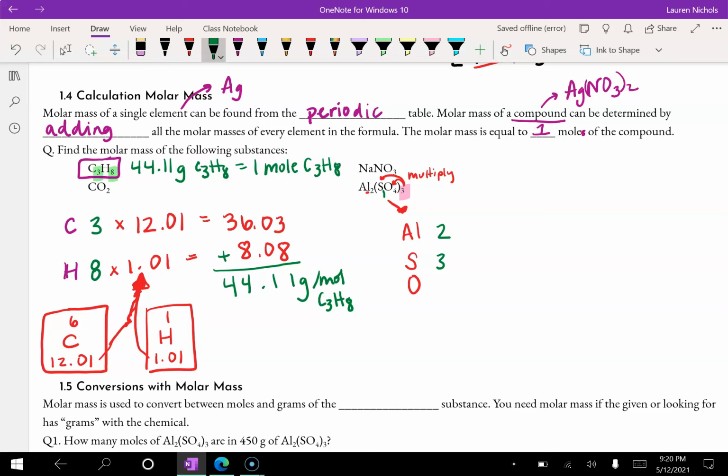And so for oxygen, we have 4 oxygens inside the parentheses, but we multiply it by 3, so we have 12 of them. And then we look at their mass on the periodic table, and we see that aluminum is 26.98, sulfur is 32.07, and oxygen is 16. And I'm not going to lie, I don't have my periodic table in front of me right now. So if I accidentally messed one of those molar masses up, someone tell me in the comments below the video. That way I can fix it later.